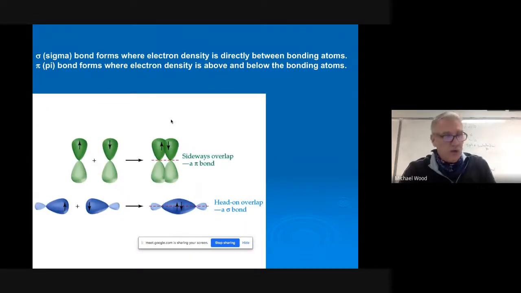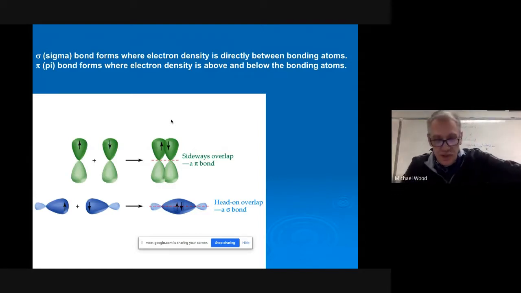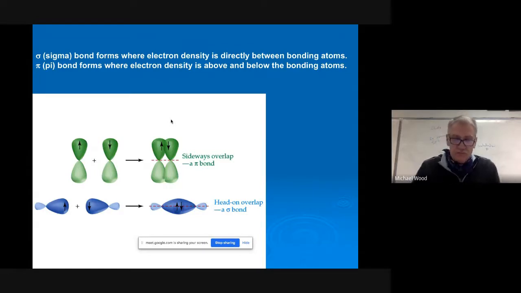Okay, sigma bonds versus pi bonds. A sigma bond is the bond where the electron density is directly between the two bonding atoms. So in a double bond or a triple bond, I always think of the single bond being the sigma bond. The first bond in the double or triple bond is the sigma bond. It's the stronger bond. The sigma bond is the stronger bond. And the pi bond is where the electron density is above or below the bonding atom.